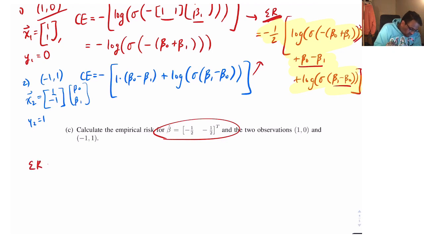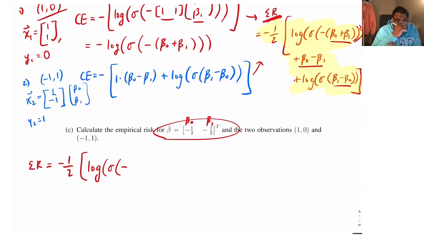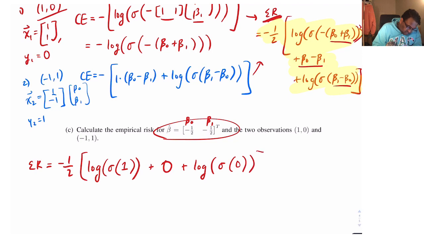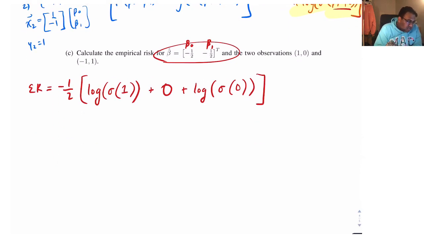So let's compute it. Remember, this is beta naught, this is beta 1, perhaps there should be hats on there. So I have -1/2 of log of sigmoid of negative... Now what's beta naught plus beta 1? Since they're both equal to -1/2, I sum them, I get -1. Since there's a minus sign here, those cancel out, and so now I have the log of sigmoid of 1. Plus beta naught minus beta 1, both are equal, so their difference is 0, plus log of sigmoid of 0, because beta 1 minus beta naught is also 0. So this is what my empirical risk looks like.